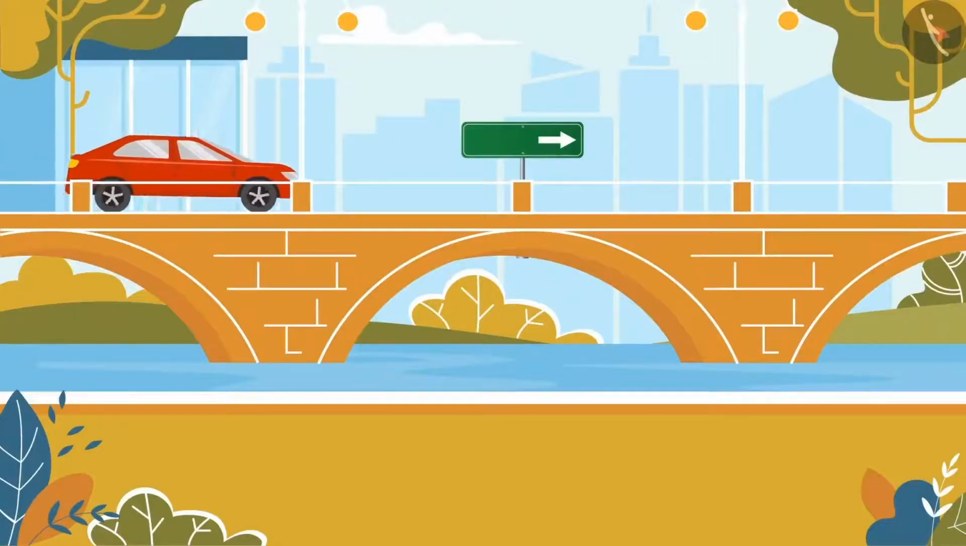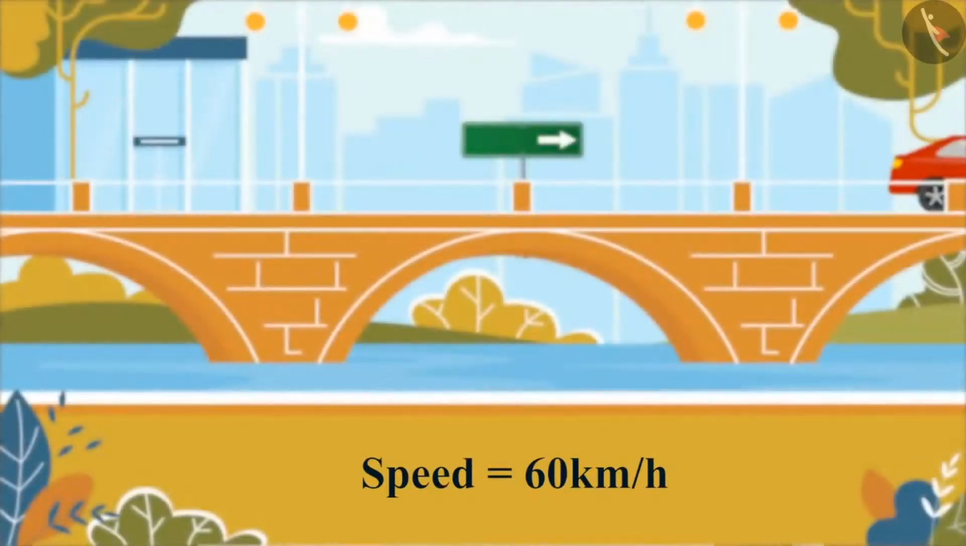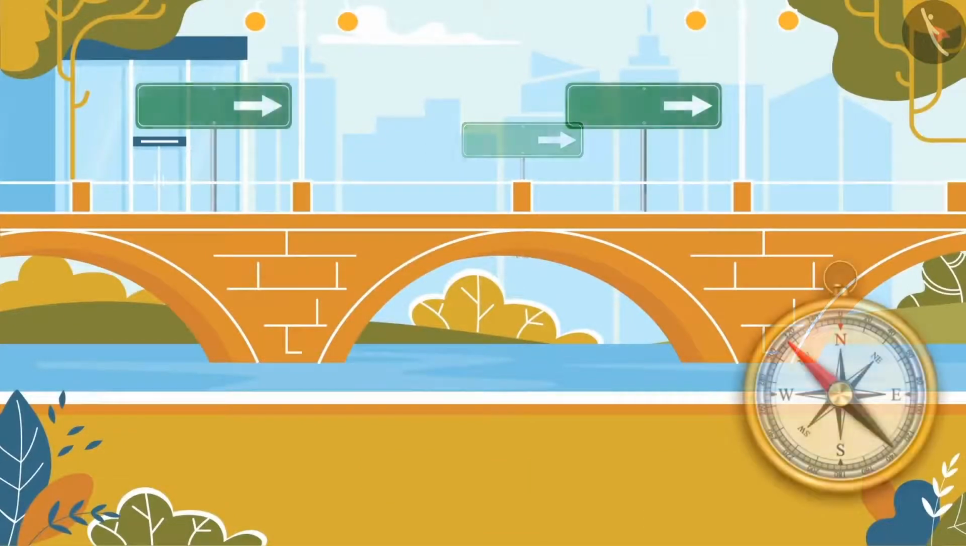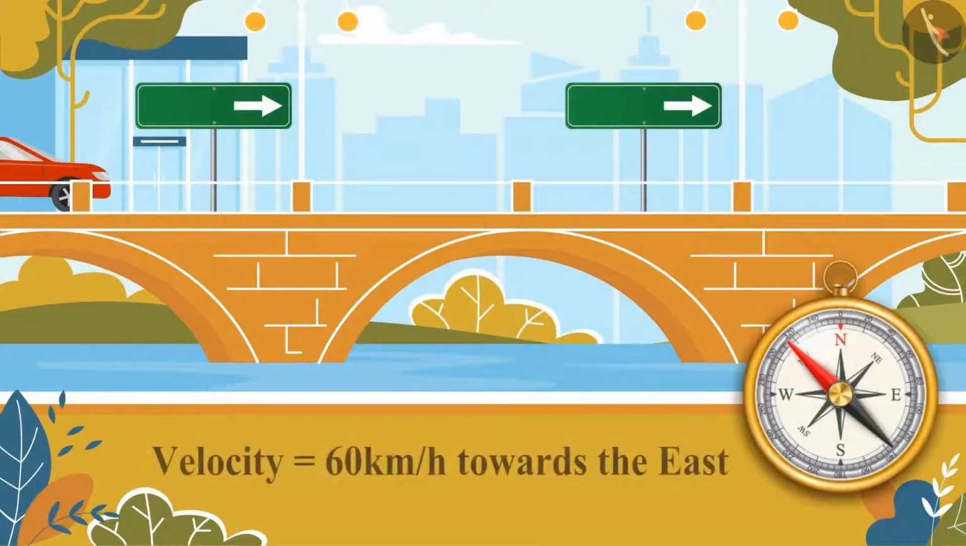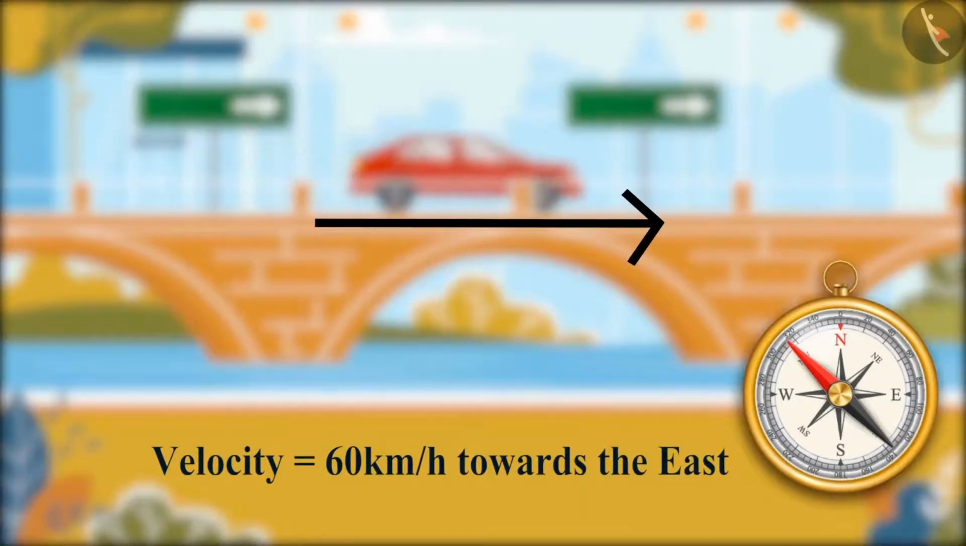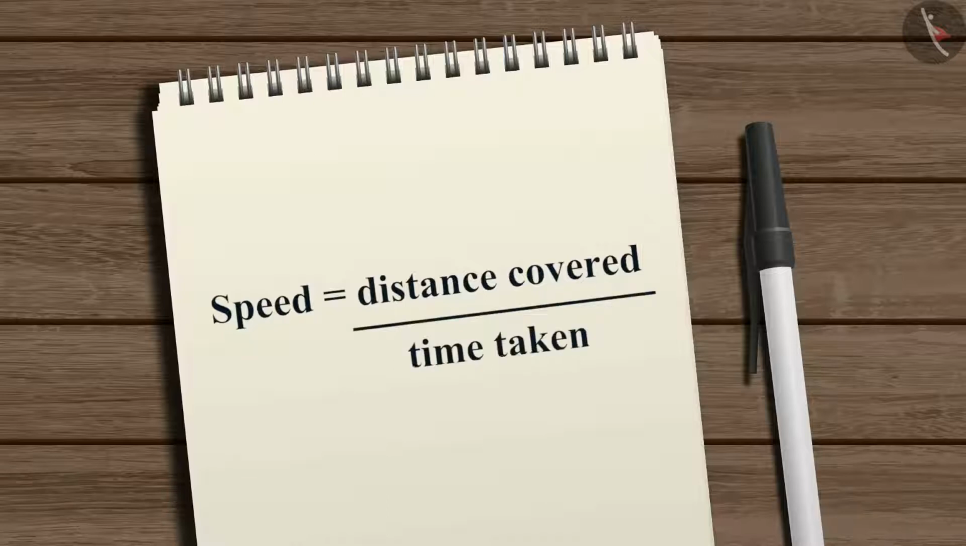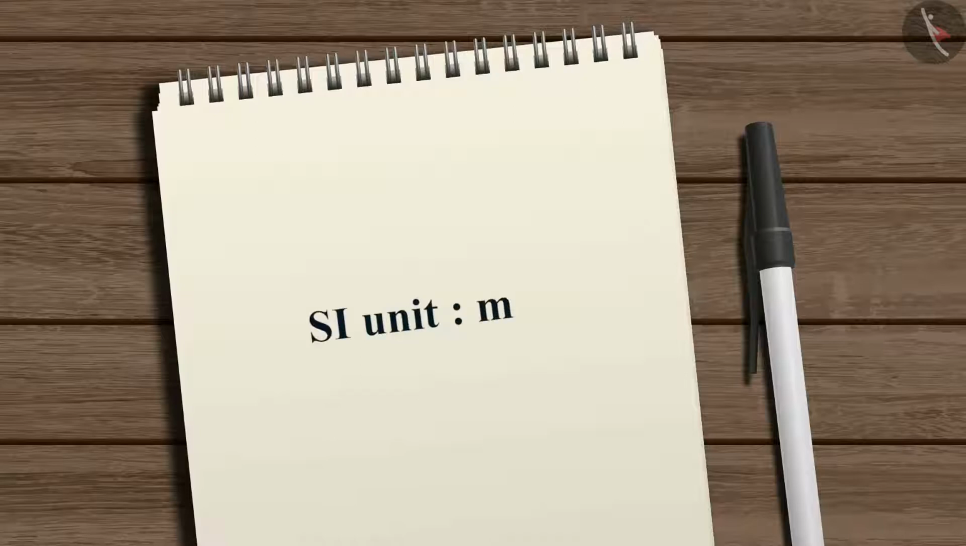So, if a car is going at 60 km per hour, this is its speed. But when we say the car's speed is 60 km per hour towards the east, then it becomes velocity. Speed equals distance covered by time taken. Its SI unit is meter per second. Velocity's SI unit is the same as that of speed and is meter per second.